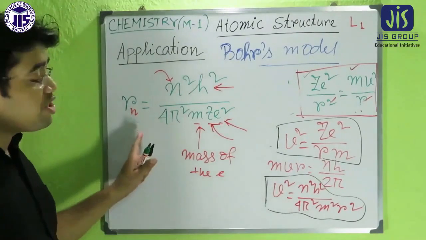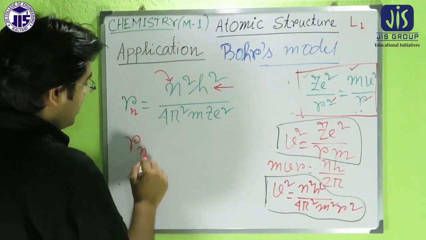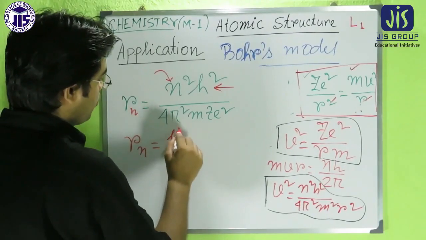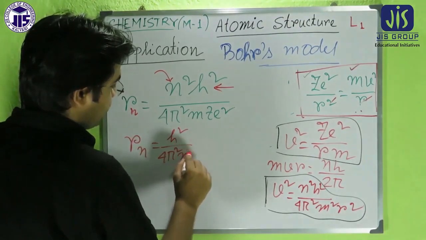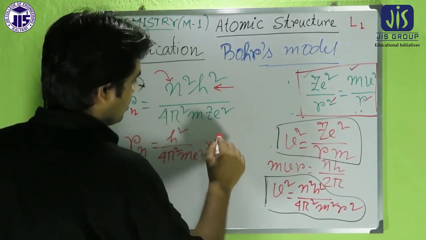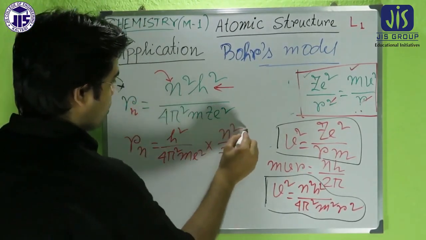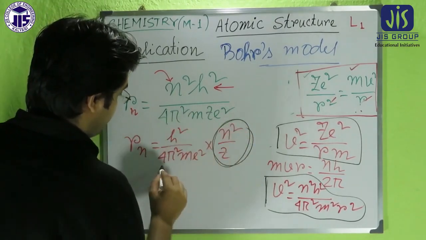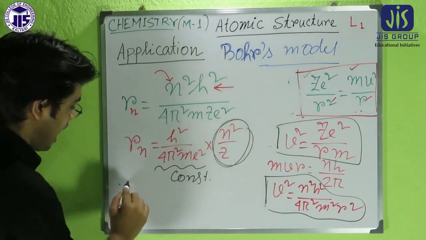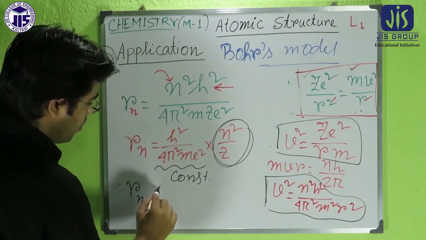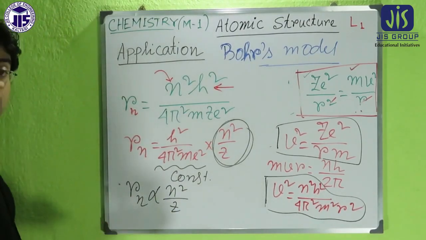That equation is very important, but the main part we have to keep in mind is that Rn equals h square divided by 4 pi square m square into n square by z. That part is almost constant. So Rn is proportional to n square by z, and we have to keep that in mind.